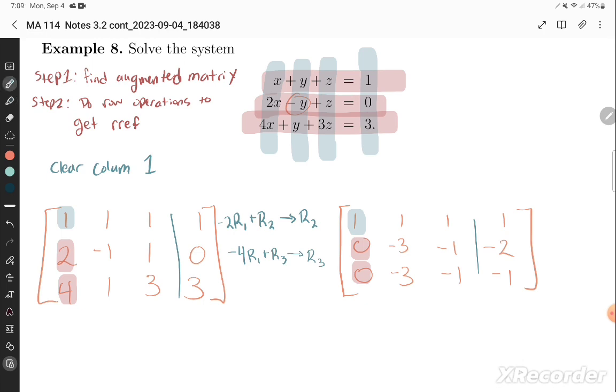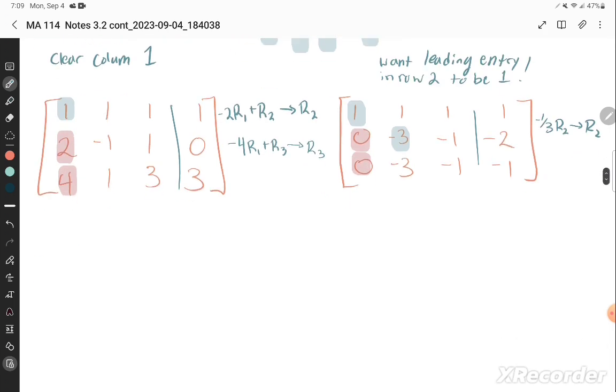Now my next step is to get a 1. This is my next leading entry, but I want the leading entry to be 1. I want the leading entry in row 2 to be 1. So what I'm going to do is multiply row 2 by negative 1/3. So negative 1/3 row 2 gets me new row 2. And my row 1 and row 3 remain unchanged. So 1, 1, 1, 1.